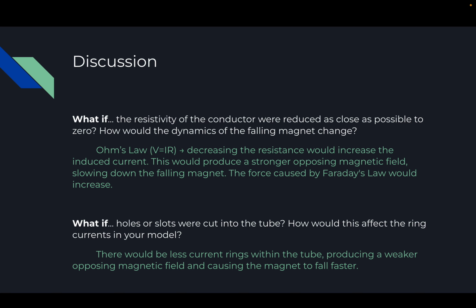What if holes or slots were cut into the tube? How would this affect the ring currents in your model? There would be fewer current rings within the tube, producing a weaker opposing magnetic field and causing the magnet to fall faster. And that is my lab.